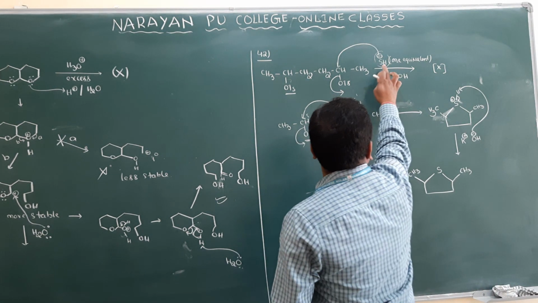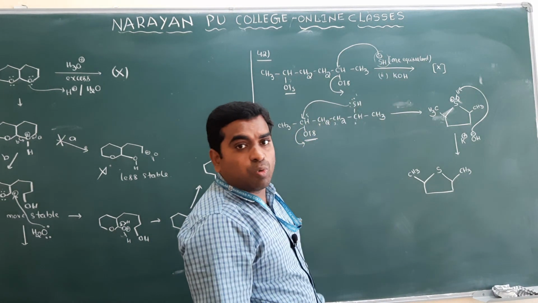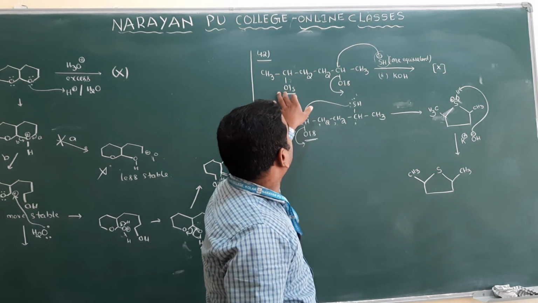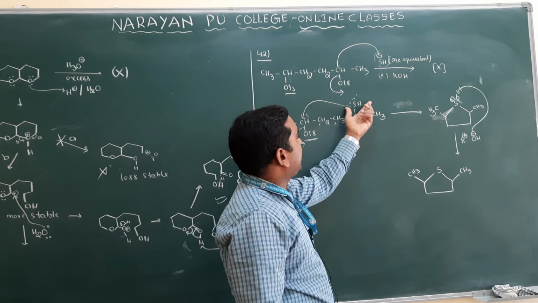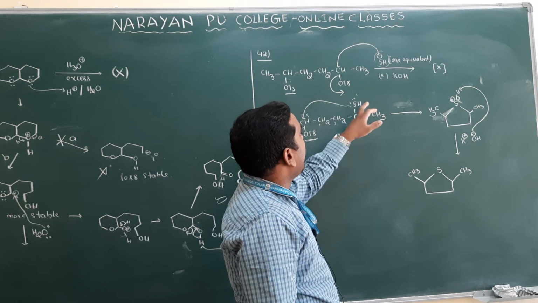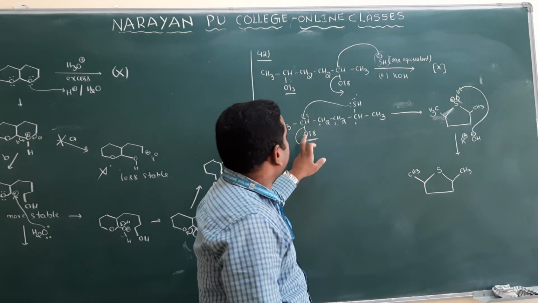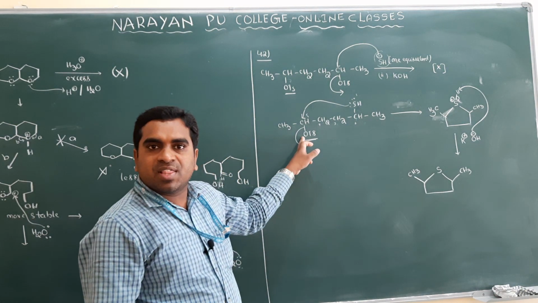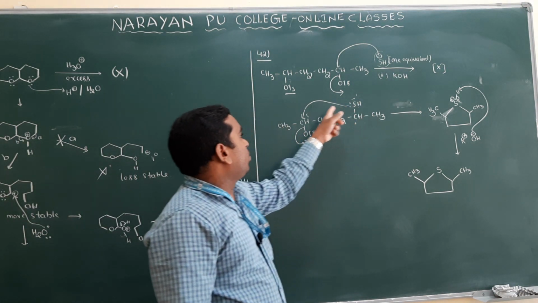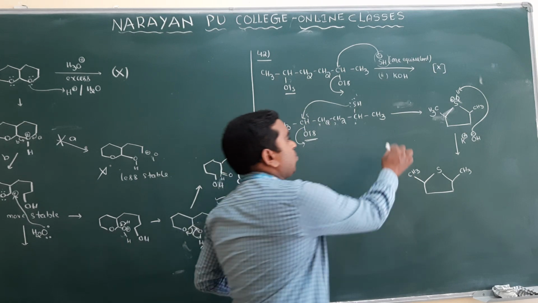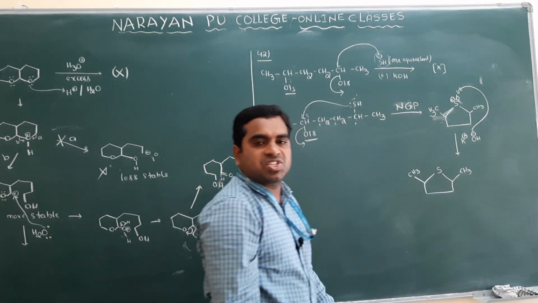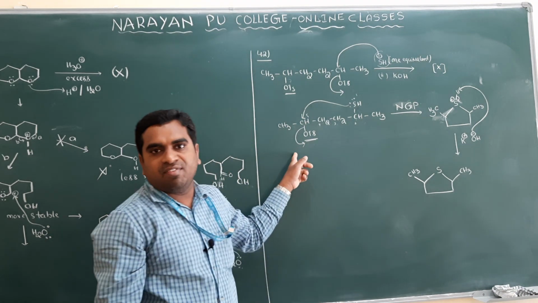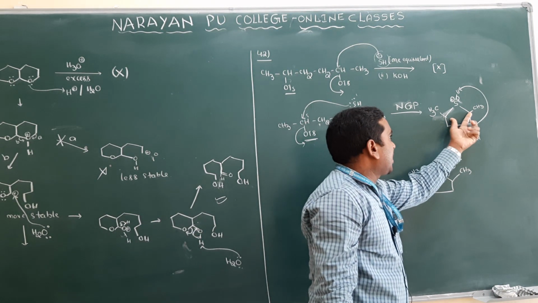Clear? So they have given 1 mole only. They have not given 2 moles. If 2 moles are there, 2 OTS will be substituted by SH. So first, once OTS is removed and this SH is there, a very good leaving group is there. So that's why neighboring group participation takes place: internal nucleophile and internal leaving group. So that's why you get this product.